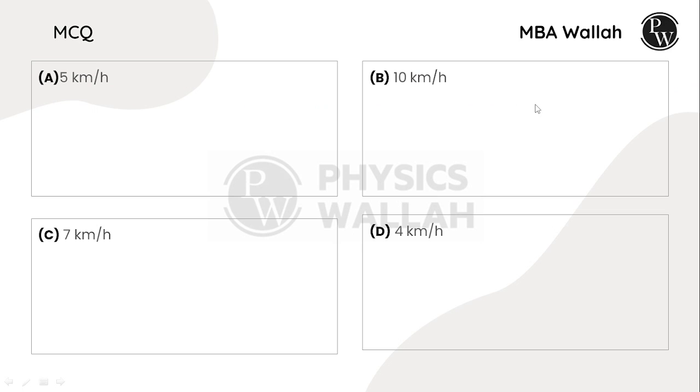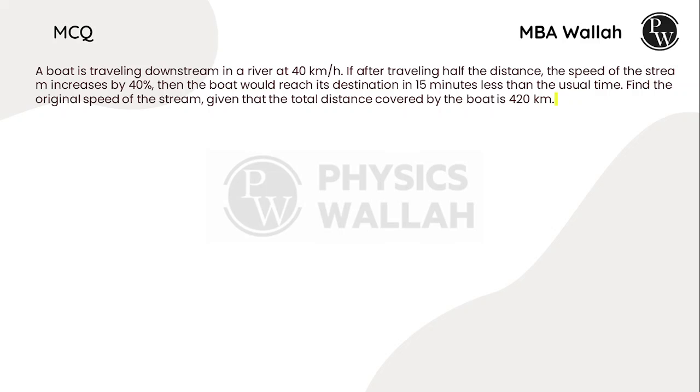And the options are A 5 km per hour, B 10 km per hour, C 7 km per hour, or D 4 km per hour. Let's check the solution.